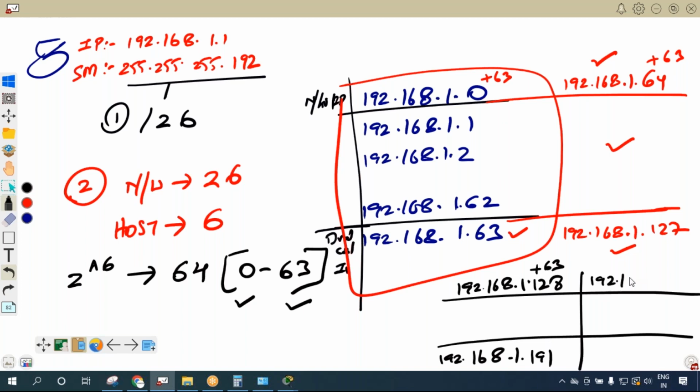And the last subnet is 192.168.1.192. 192 plus 63, if you add, you will get 255. So you will get 1.255. Getting the point, my dear friends?